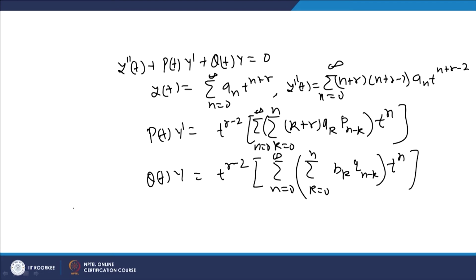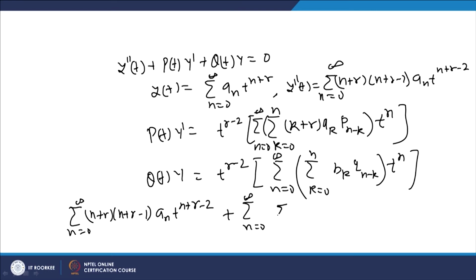Here we will get summation (n plus r minus 1) a_n t to the power (n plus r minus 2), n is from 0 to infinity, plus p(t)y' is again, if you multiply t to the power minus 2 inside, you will get summation n equal to 0 to infinity, summation k equal to 0 to n, (r plus k) a_k p_(n minus k) t to the power (n plus r minus 2).